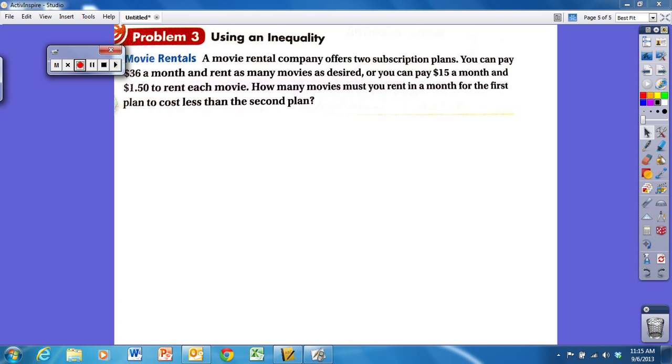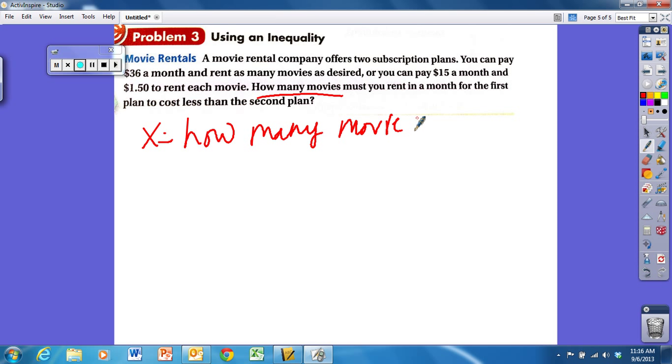Here's a word problem. A movie rental company offers 2 subscription plans. You can pay $36 a month and rent as many movies as you want, or you can pay $15 a month and $1.50 to rent each movie. How many movies? So what don't we know? We don't know how many movies. So X is going to represent how many movies. And we're going to try to figure out how many movies must you rent in a month for the first plan to cost less than the second plan.